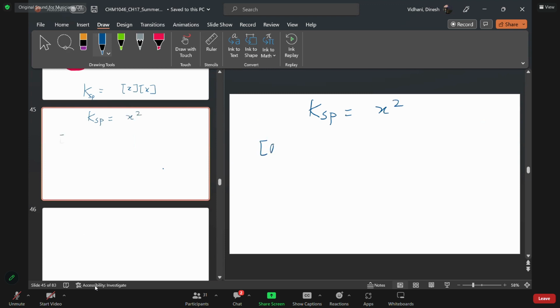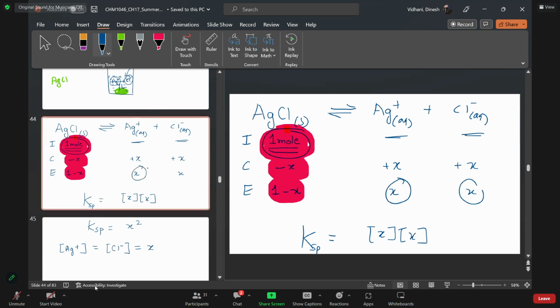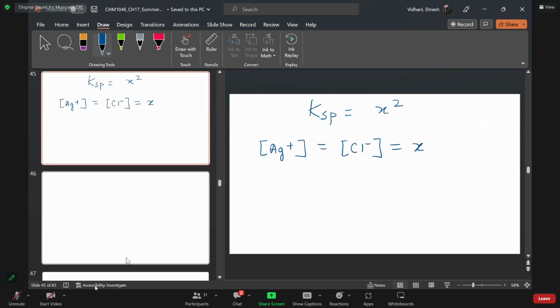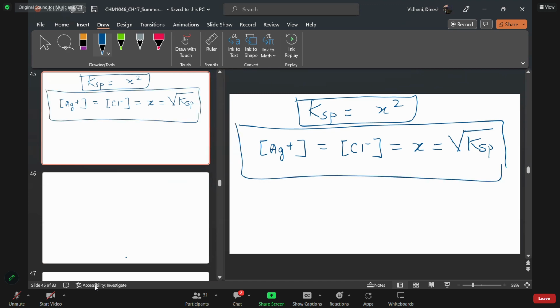So the amount of silver ions will be exactly equal to the amount of chloride ions. That would be equal to X because that's what we have from the ice table, right? And what is X? X equals the square root of KSP. I just found that value from here. So just keep this equation in your mind, and we are going to derive another equation. So with that being said, let's look at another example now.